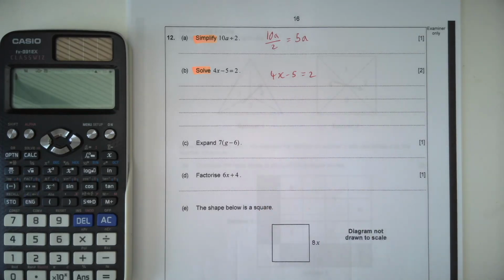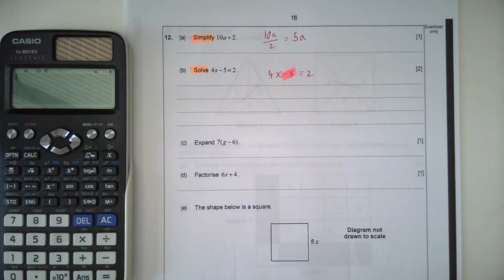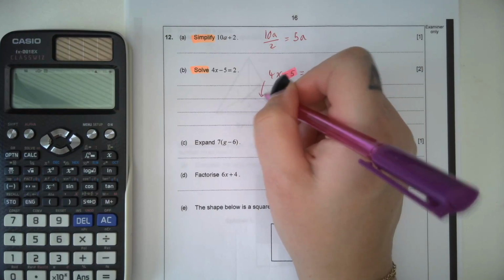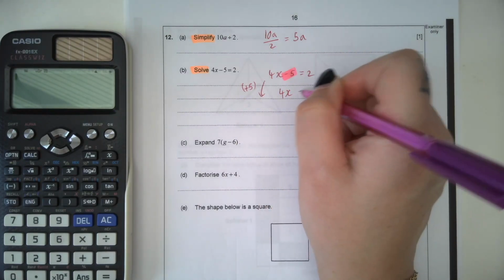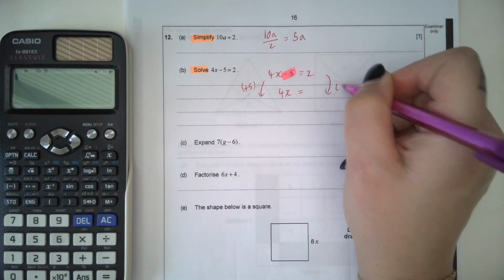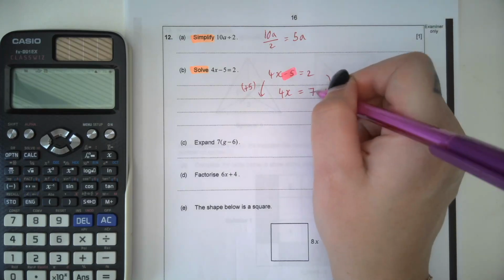So the first thing I'm going to do is I'm going to eliminate this minus 5 here. So to eliminate that minus 5, I need to do the inverse, which is add 5. So when I add 5 to the left-hand side, I get 4x. I have to do the same to the right-hand side to balance the equation. So 2 plus 5 gives me 7.